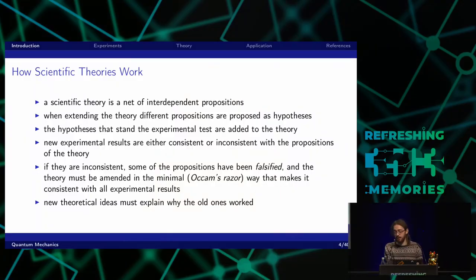And if this happens, we have to amend our old theory. And we have to use care there and find a minimal amendment. This principle is Occam's razor, or one could also say the principle of least surprise from software engineering. And then we try that our theory is again consistent with the experimental results. And of course, the new theory must explain why the hell, for example, Newtonian mechanics worked for 200 years if it's absolutely wrong. And so the old theory must, in some limit, contain the new one.